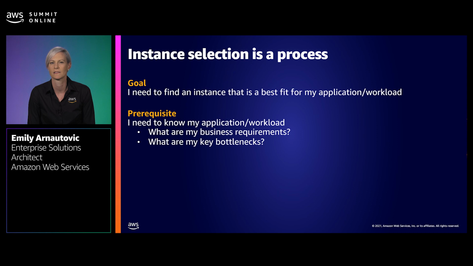What are my key bottlenecks? It could be disk I/O, memory, network utilization. If there are multiple, you need to decide on the most important ones for your business. Once you've got these questions answered, you can move on to deciding the right EC2 instance for your workload.